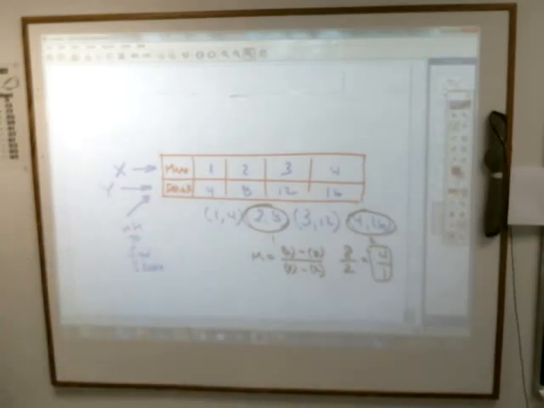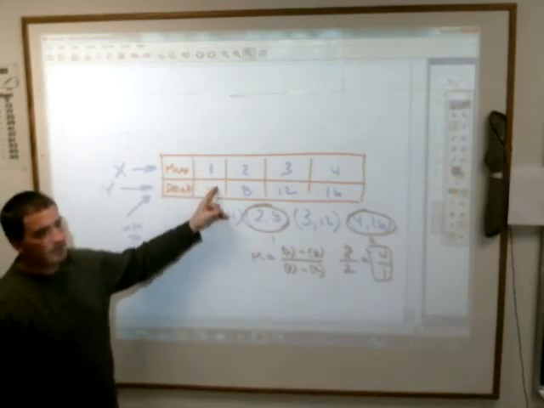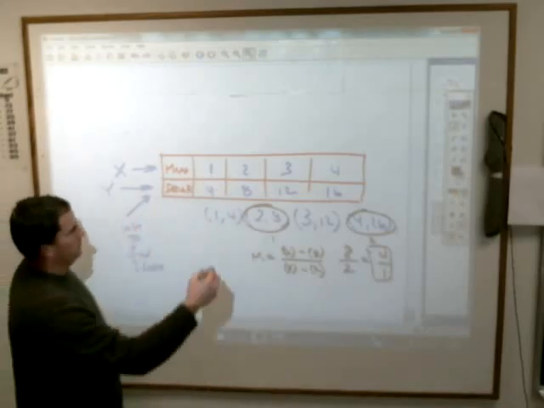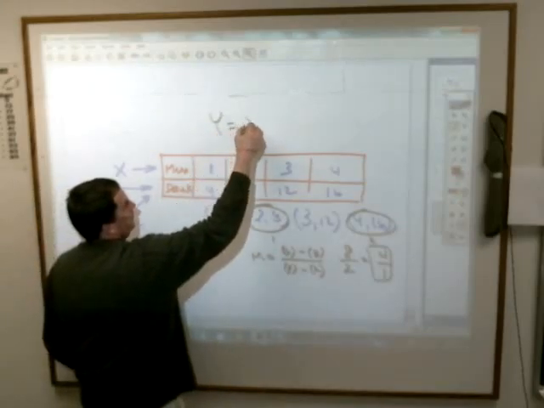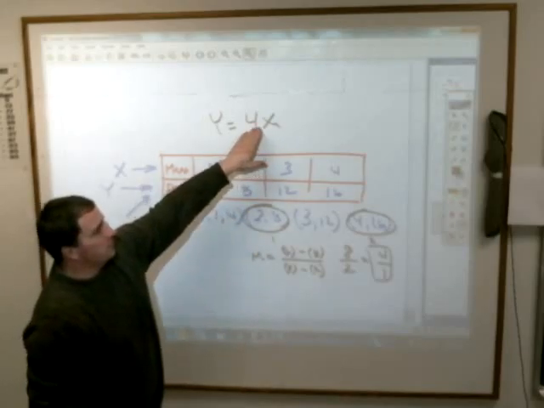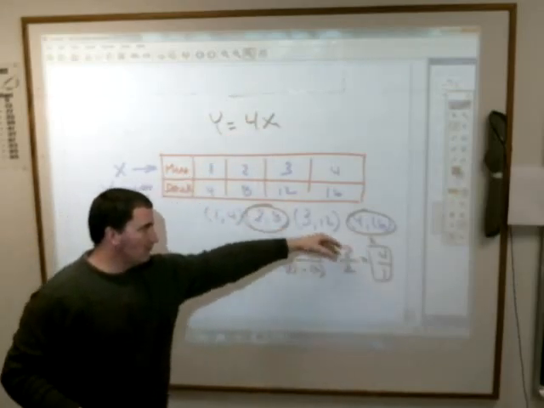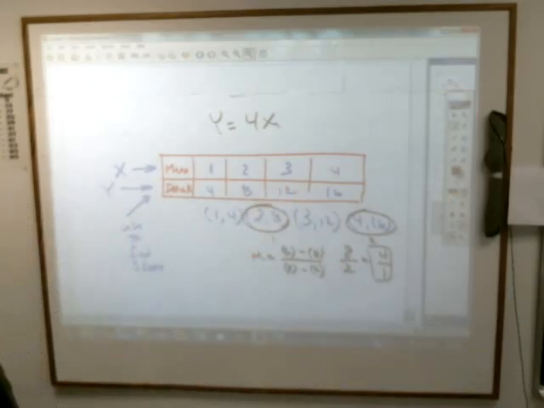That makes sense because what do you do to x to get y? If I write an equation of this, what would it be? y equals 4 times whatever x is. Slope always comes in front of the letter. m equals 4, slope equals 4, line equals 4.